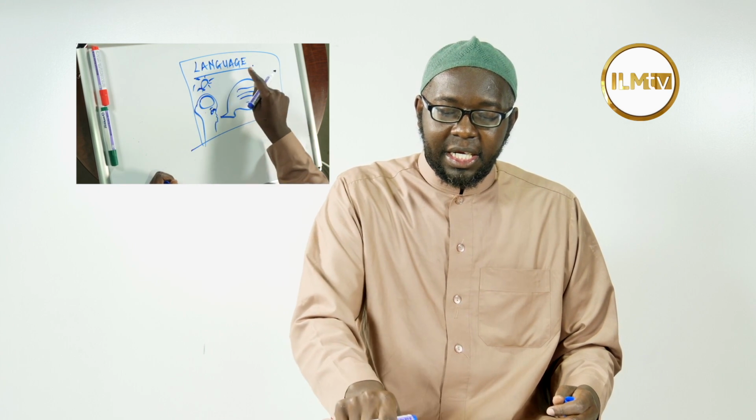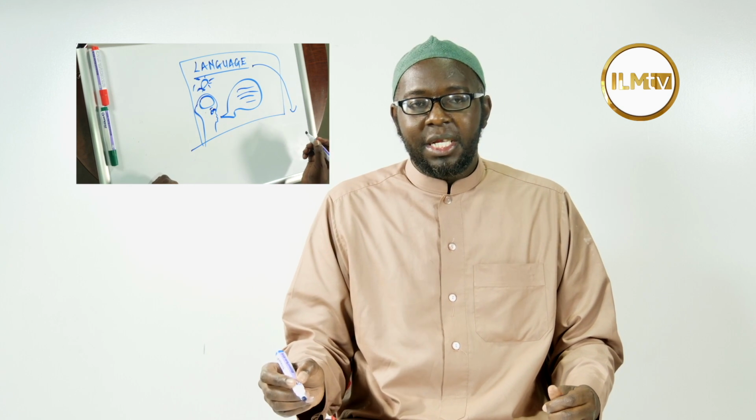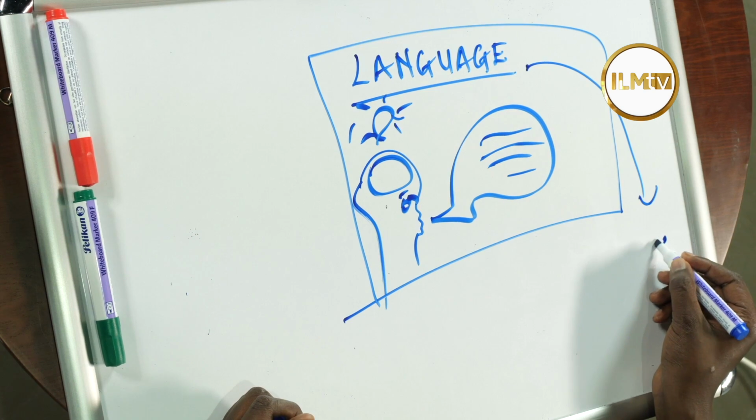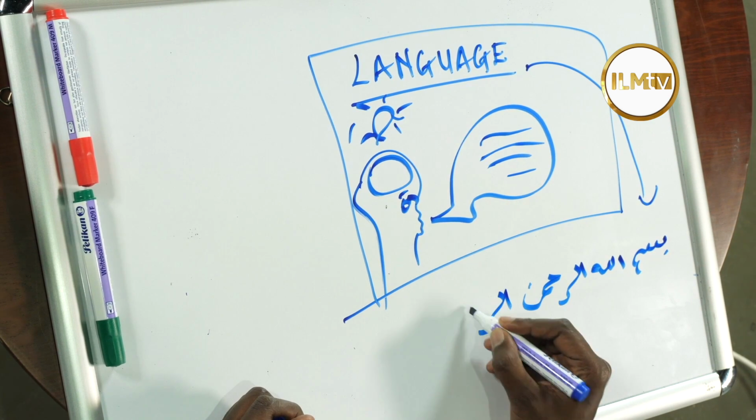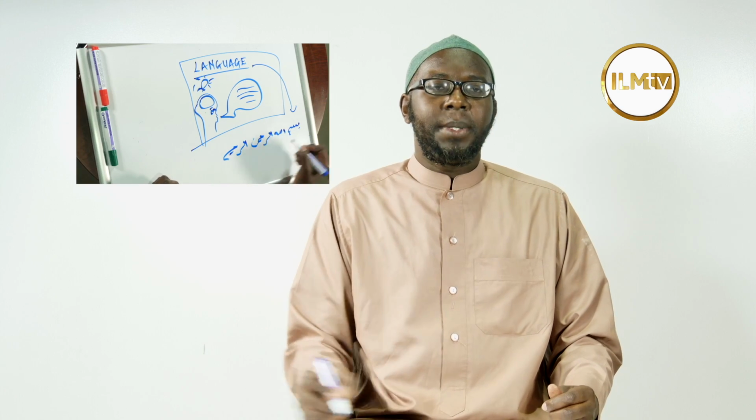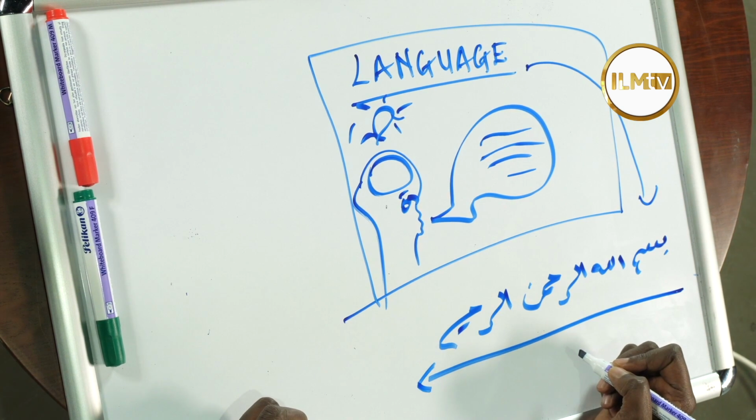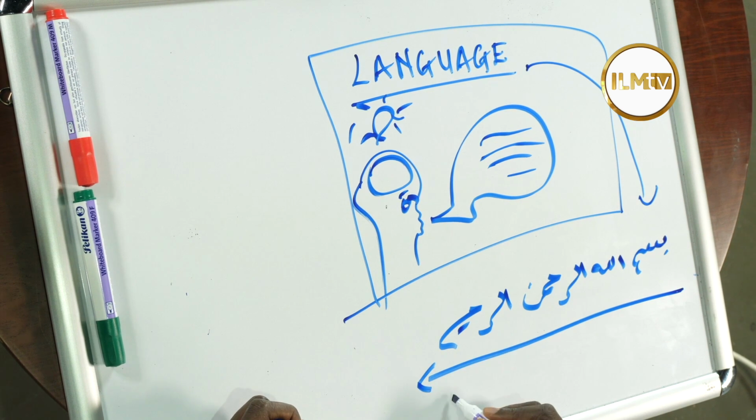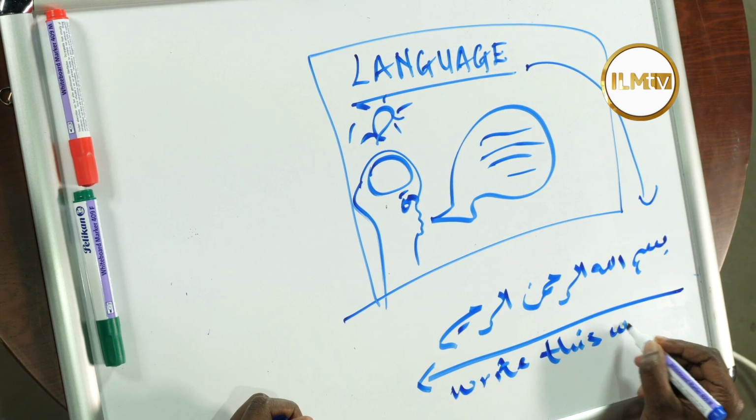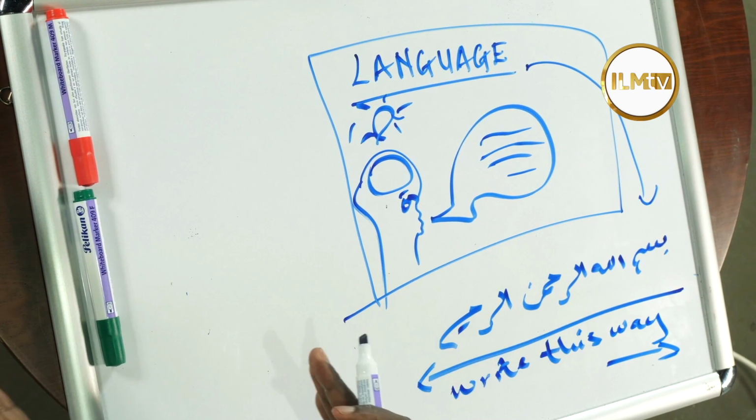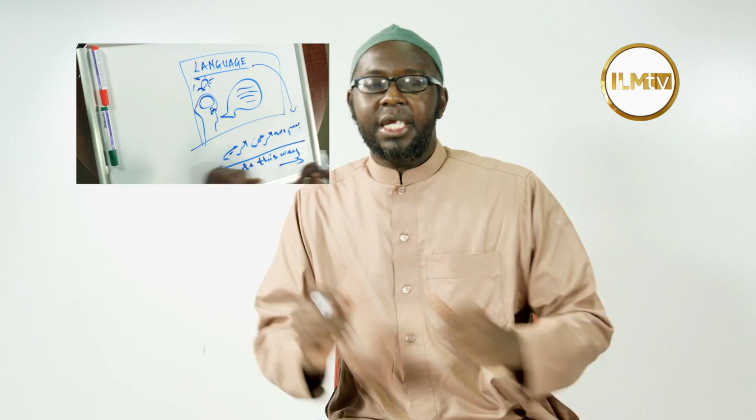And the art of writing, not everyone developed it, but alhamdulillah, the Arabs developed an art of writing. So Arabs have a way of writing, and the writing starts from left to right. English people, they write this way. Arabic is right to left. English is from left to right.